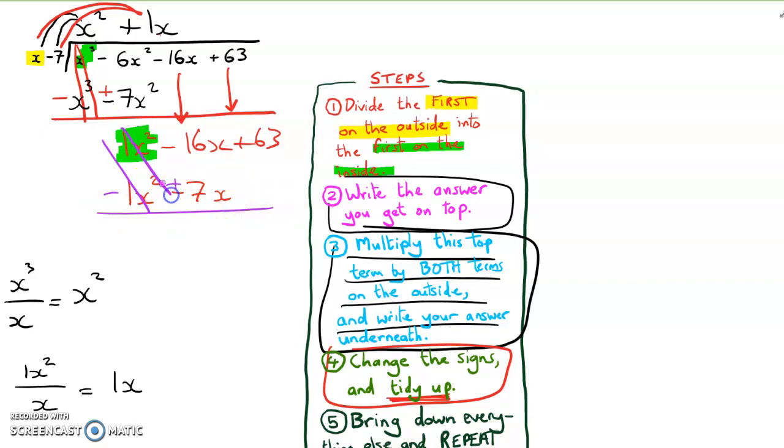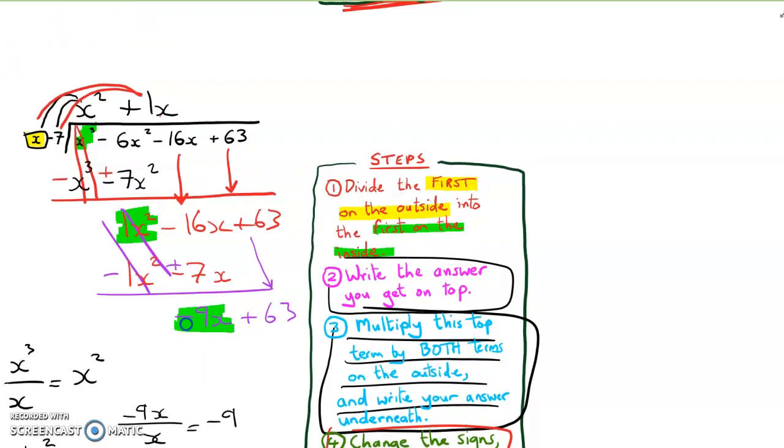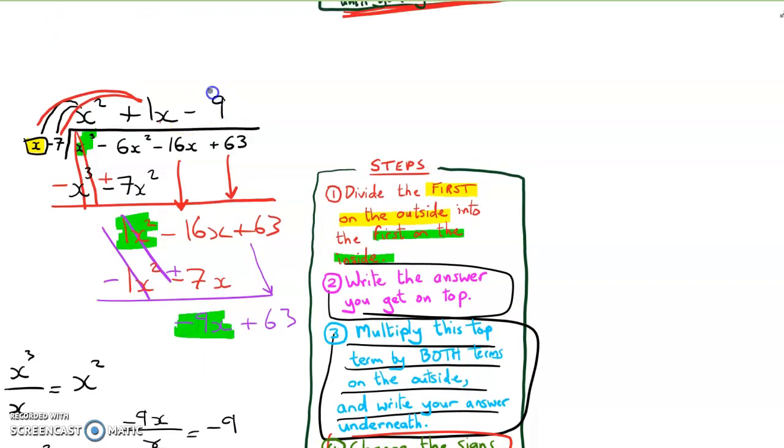Tidy it up. They'll always cancel. Minus 16x plus 7x is minus 9x. Bring down the other thing that you haven't touched yet and start all over again. This time this is my outside term. So minus 9x divided by the first term on the outside, which is x, will give me minus 9. Write your answer on top, minus 9.